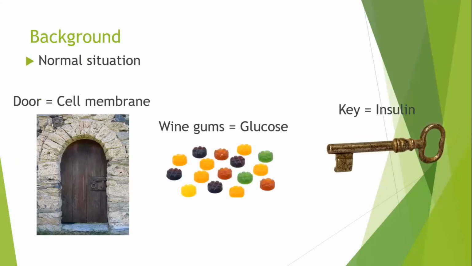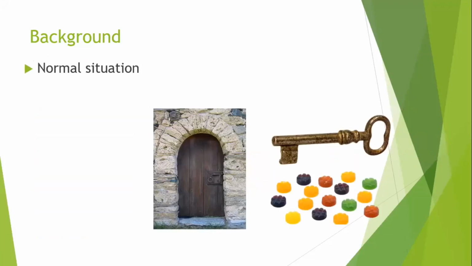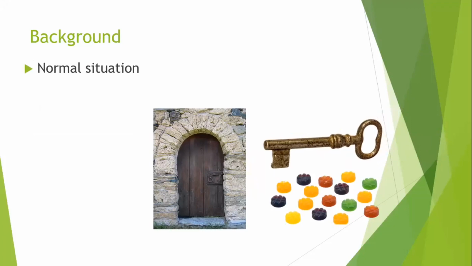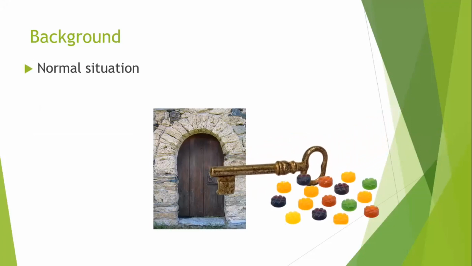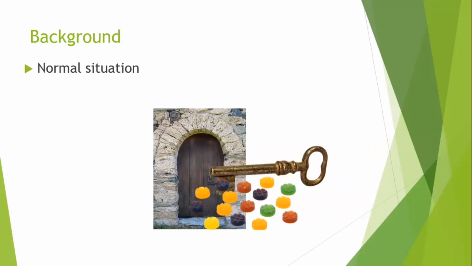So I'm just going to use an illustration that I usually use in placements when talking to patients about how diabetes works. For this example, the door will be the cell membrane. The wine gums will be glucose and insulin is the key. So what I usually say is that insulin is the key to open the door to your cells to let the glucose in. In a normal situation, your insulin will go to the door, open said door, allowing the wine gums to come inside.